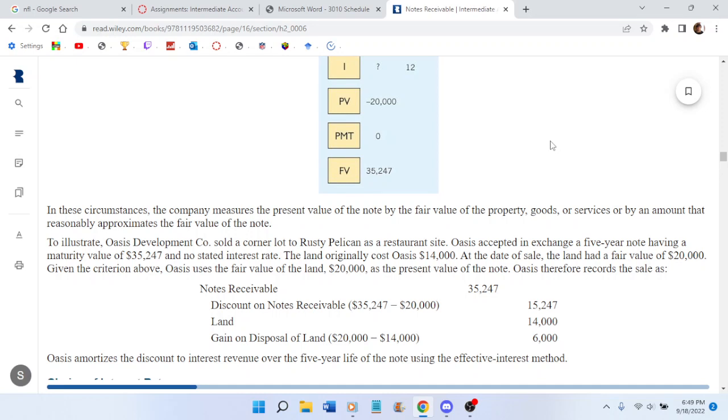Land. That's gain on disposal of land. Okay, why do they call that a gain?